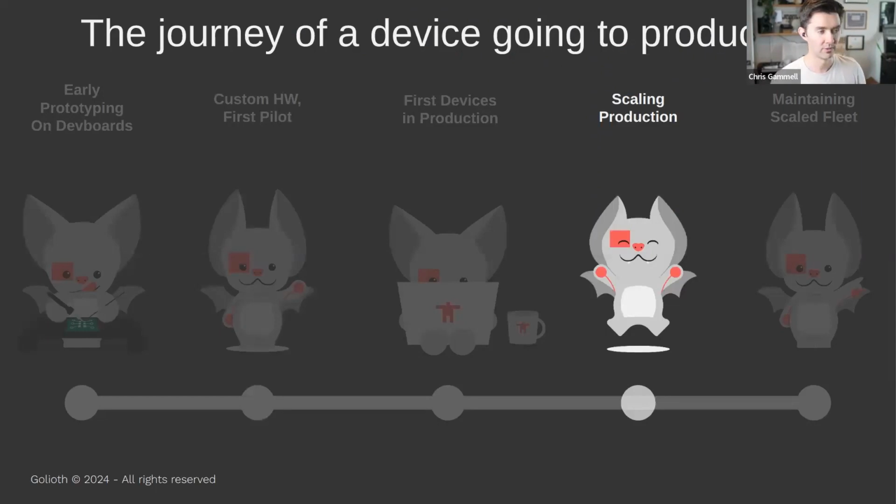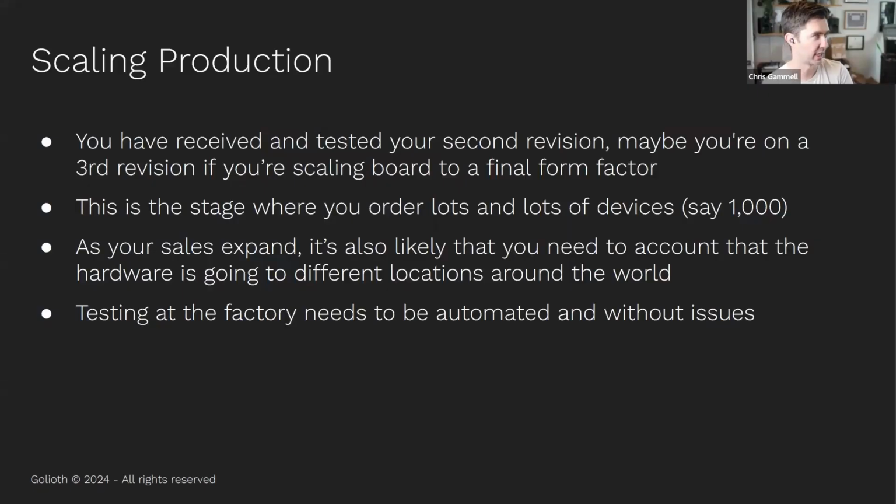All right, so now we're at scaling production. You've done your first run, you've done 100 units, you're feeling good about that. But now you really start to run into a lot of the different issues associated with production, and volume production at that. Maybe you're moving to a third revision of your board. Maybe you're good with the second revision. Maybe you've thrown it all away and started over, but I would say that's probably a different problem at that point.